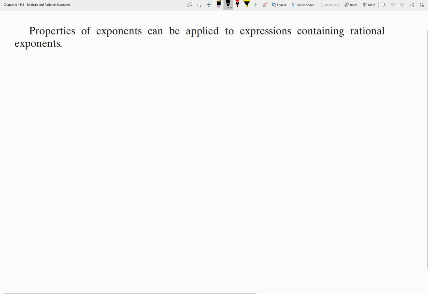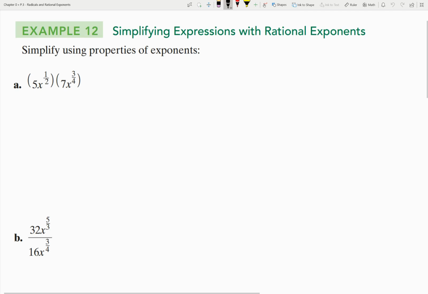Okay, so all the properties of exponents that we talked about in the last section can be applied to expressions containing rational exponents, which means we have to add exponents when they have the same base. We have to subtract them if we're dividing. We have to combine these exponents just the way we would if they were just numbers.